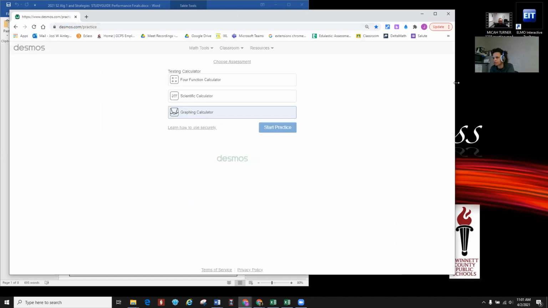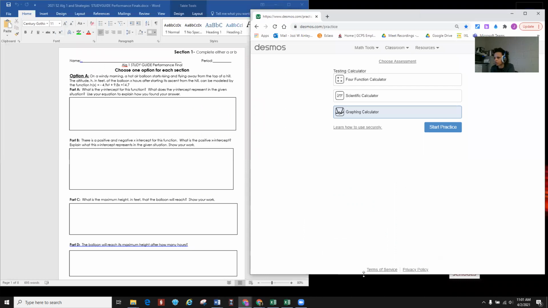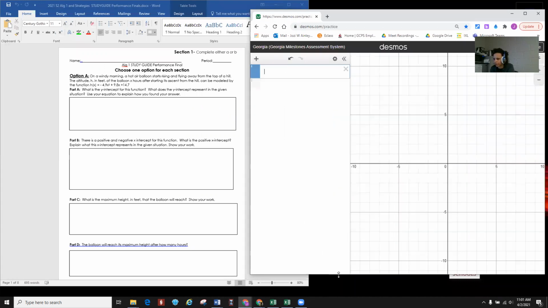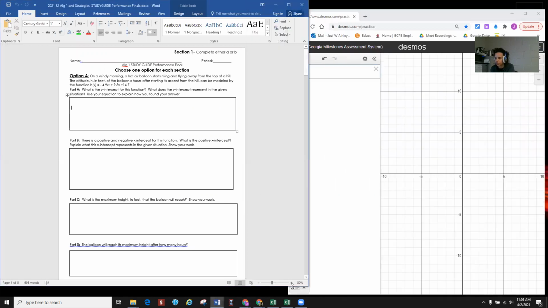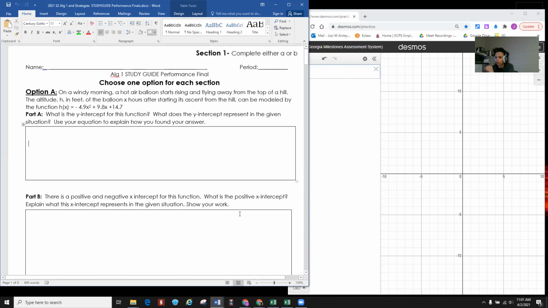desmos.com/practice. Please make sure this is the calculator that you're using. And then, of course, pick your state. So you choose your assessment. And whatever state you're in, start practice. Okay, so there's your calculator ready to go for this question. All right, so I'm going to go over all of them, but remember, you're only choosing one from each section.